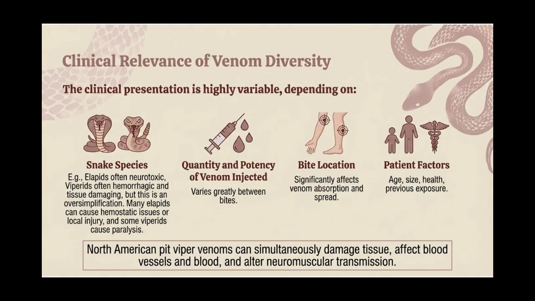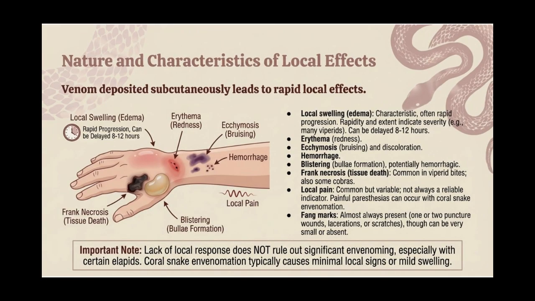For example, venom from North American pit vipers can simultaneously damage tissue, affect blood vessels and blood, and alter neuromuscular transmission. Copperhead envenomations are generally less severe in terms of blood-related effects compared to other crotaline envenomations. However, there can be significant individual variations in the severity of symptoms. When a venomous snake bites, venom is usually injected beneath the skin, directly at the site where local toxins act. This close proximity to the tissues allows the toxins to begin affecting the body quickly. The clinical effects of envenoming can vary widely.